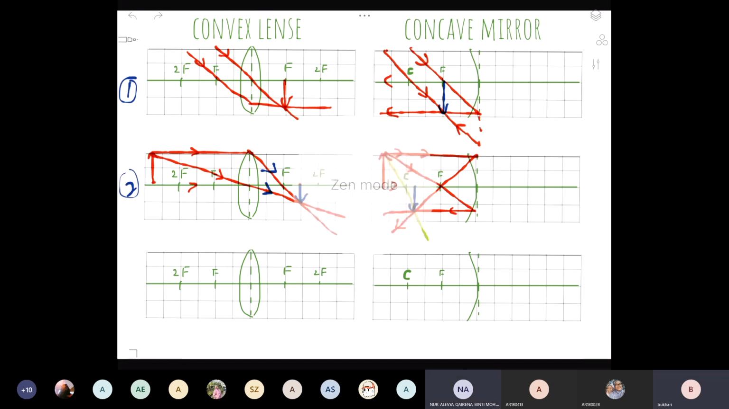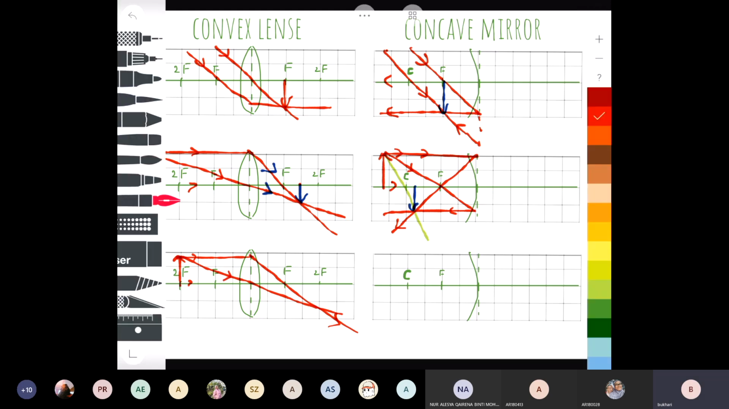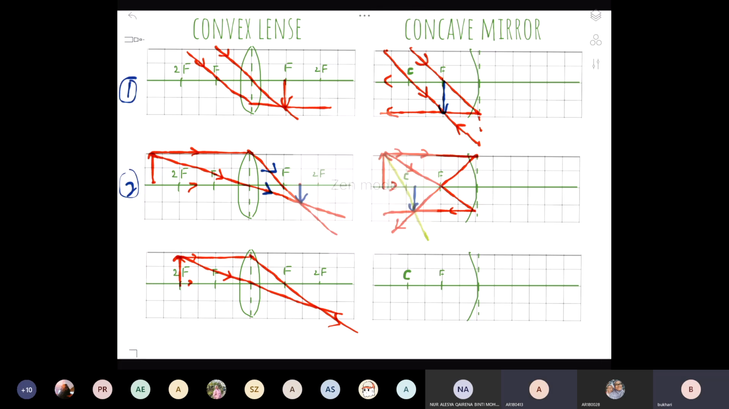And the next case is when the object is exactly on F. So light travels parallel to the principal axis, and then it will be refracted towards F. And then we have another rule. Okay, light goes through the center of the convex lens, and there's no refraction. So where's the image? Image at 2F. At 2F. Very good. Now you can see the image here.